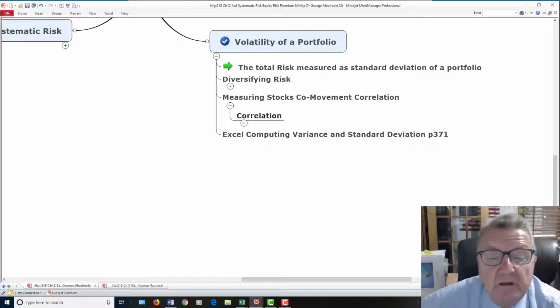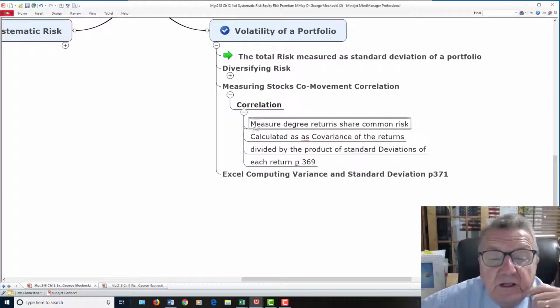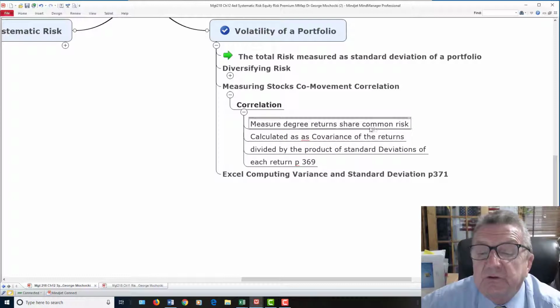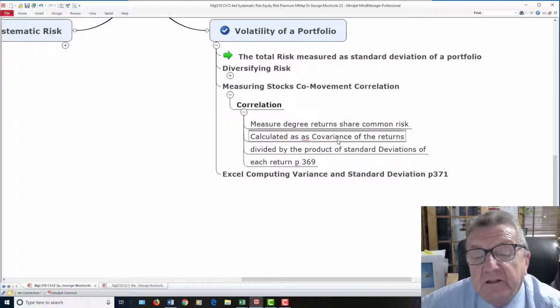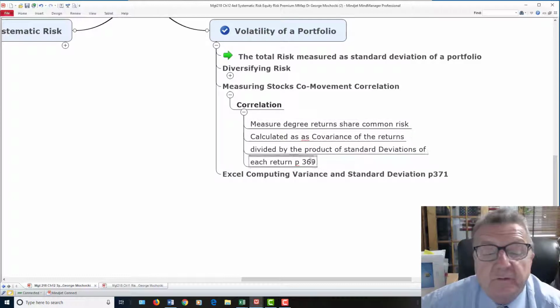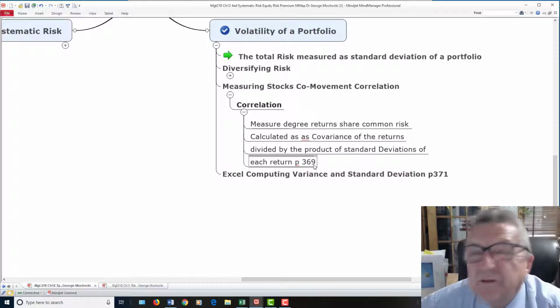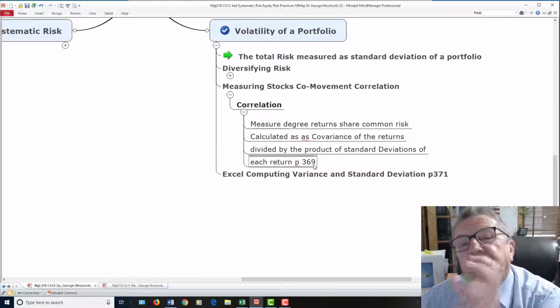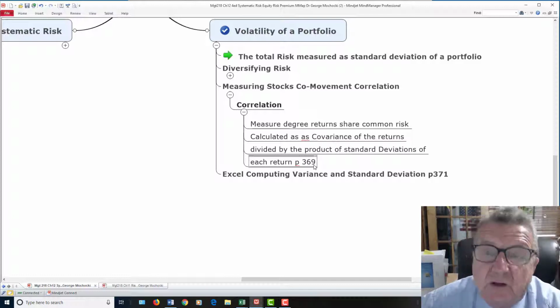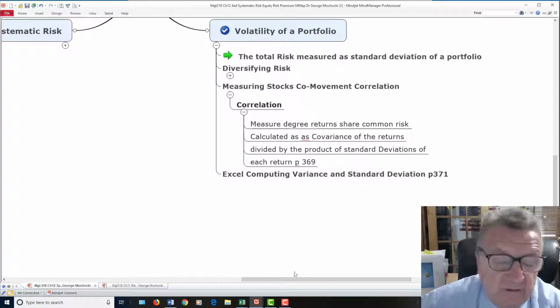Okay, so measuring correlation, again, I measure the degree to which returns share common risk, calculated as the covariance of returns divided by the product of the standard deviations. Page 369, we did that, the homework, and we used an Excel spreadsheet. So now you understand what those numbers mean that you actually calculate. But you have to conceptually understand what's going on. Excel computes variances and standard deviations.